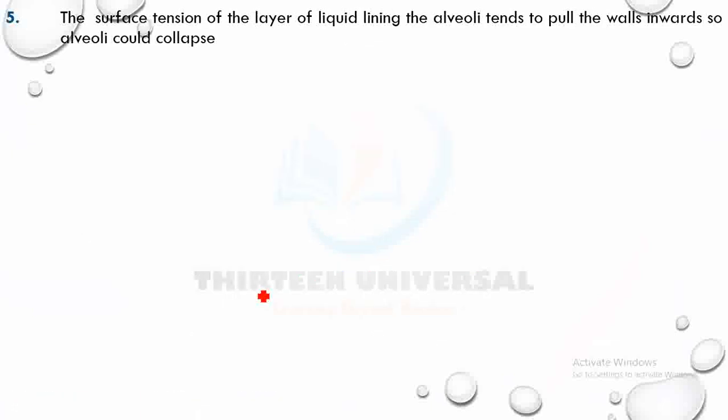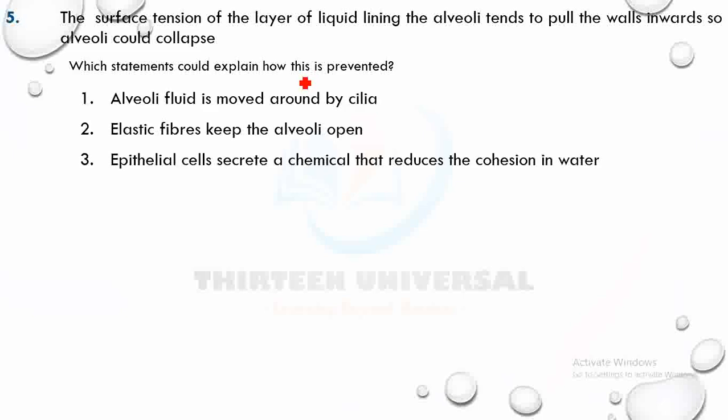Chat with us. Let us know how you feel. All right. The surface tension of the layer of liquid lining the alveoli tends to pull them inwards, so alveoli could collapse. Which statement could explain how this is prevented? Solve it quickly. Pause the video and solve it. I'm waiting for you.